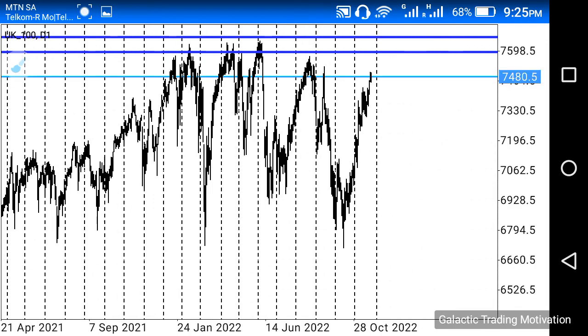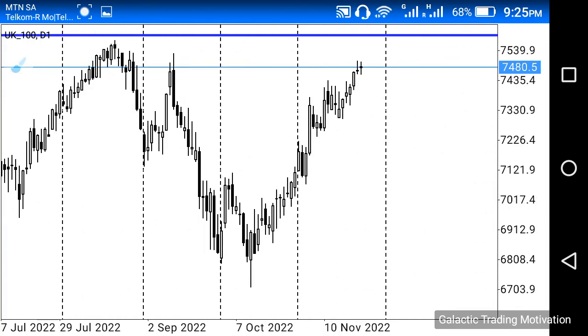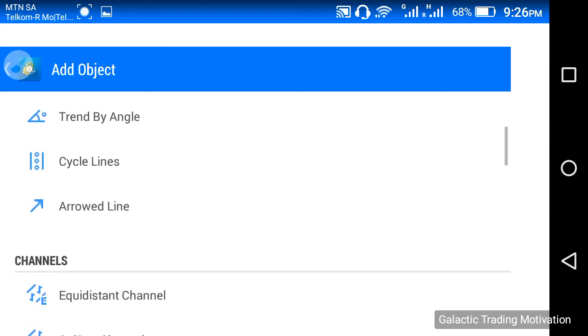Let's see. Here we are on the daily chart. And the first thing that I'm going to do in regards to the daily chart is to add my daily channel as well, so just bear with me.